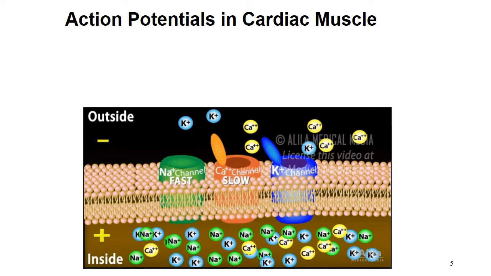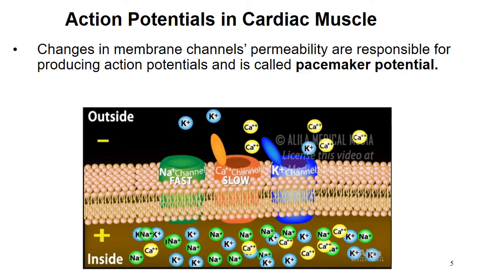An action potential from chapter 8 was basically an electrical impulse that caused a change in charges. A change in membrane channel permeability, so things like sodium channels, which you can see in this picture, potassium channels, and now we're also going to focus on calcium, are responsible for producing action potentials, and this is called the pacemaker potential. In other words, the opening and closing of these channels and how quickly that happens determines how quickly your heart beats.